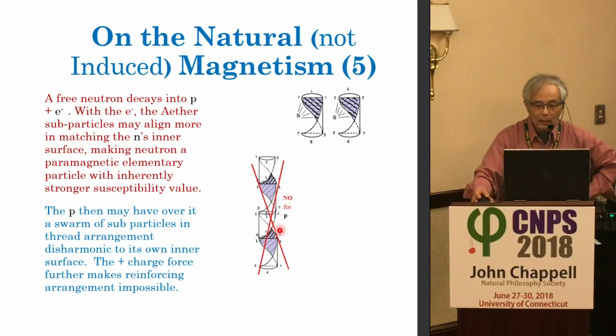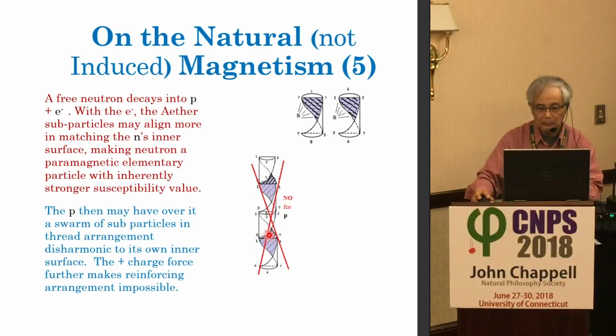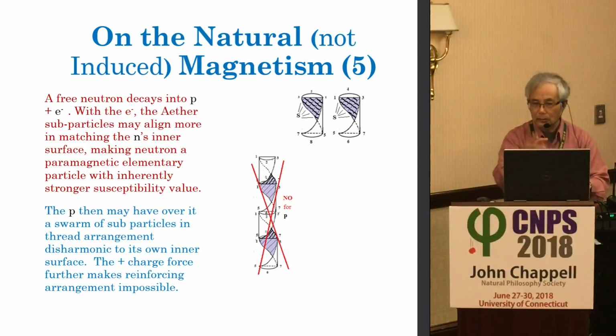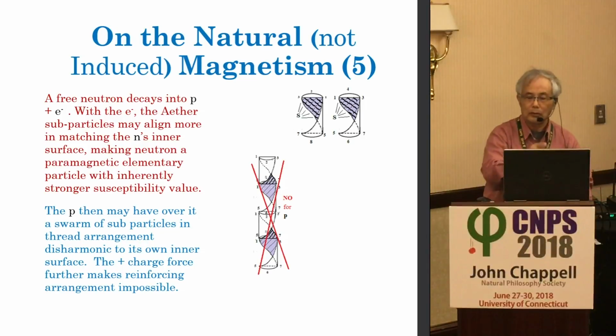So, if this cylinder and this cylinder can line up, that happens only to neutrons, because protons themselves have an electrical repelling force. Those twin cylinders cannot stay together and reinforce each other. Okay, neutrons can, but protons cannot.